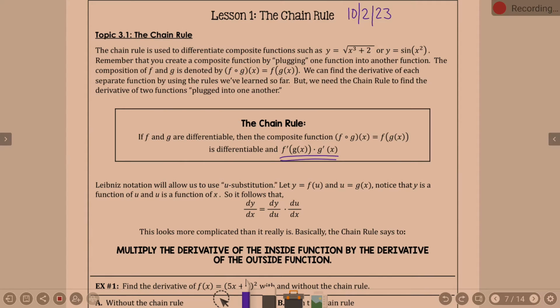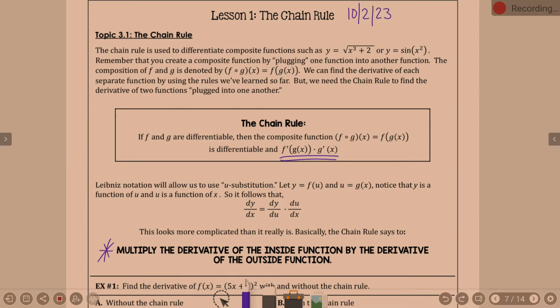There's Leibniz notation up there that allows us to use the u substitution idea. It's probably not the one you're going to be more comfortable with. You're probably going to prefer this notation here, but this is saying the derivative of y with respect to x is the derivative of y with respect to u, and the derivative of u with respect to x. Here's what you guys probably want to hear. Multiply the derivative of the inside function by the derivative of the outside function. Okay? That's the key. You have to do the derivative of both of them.